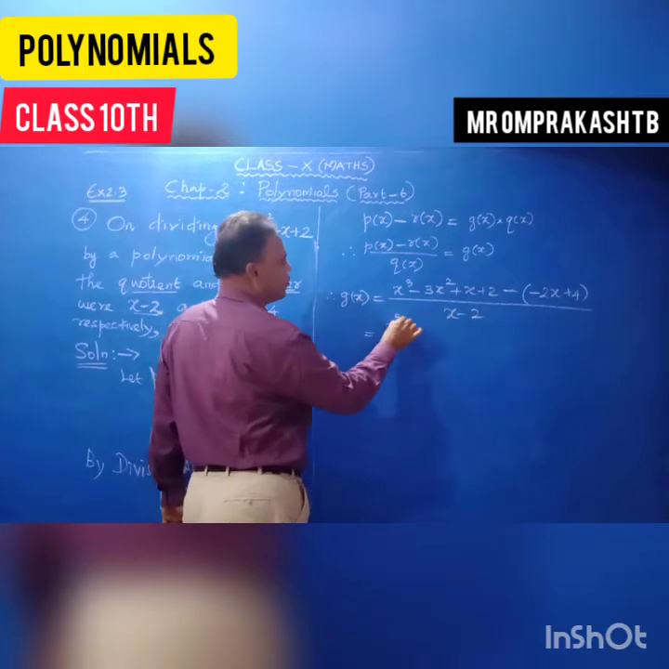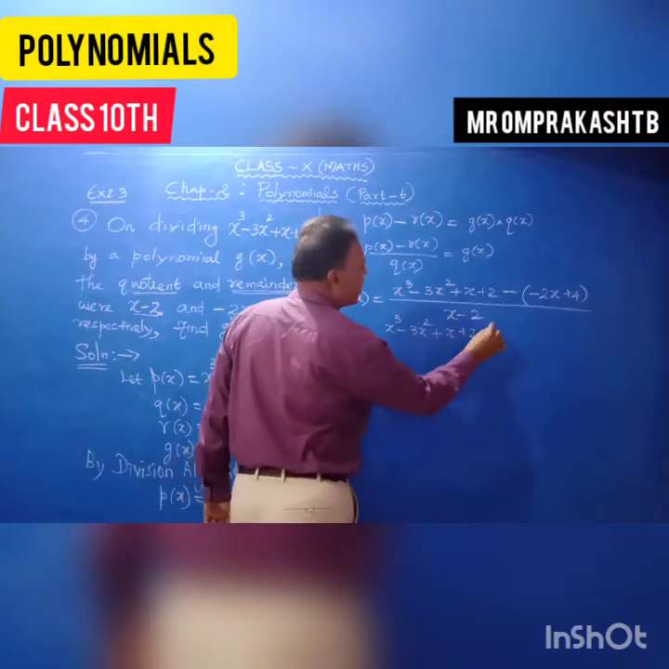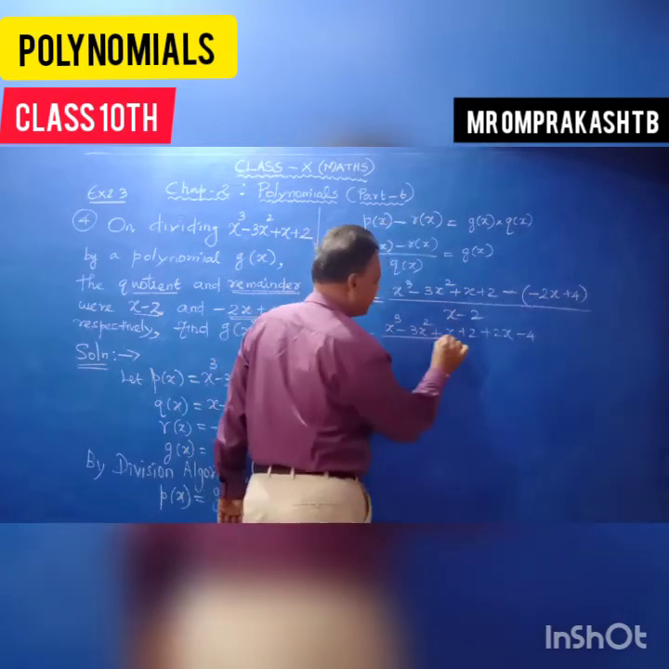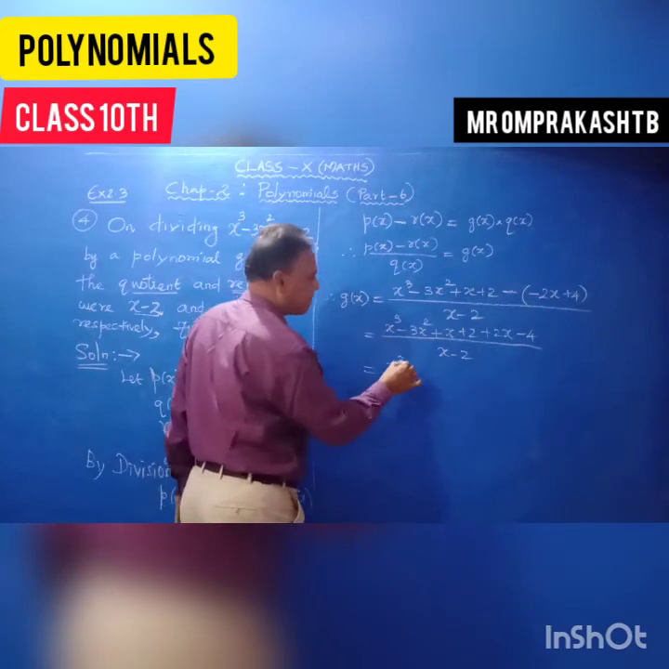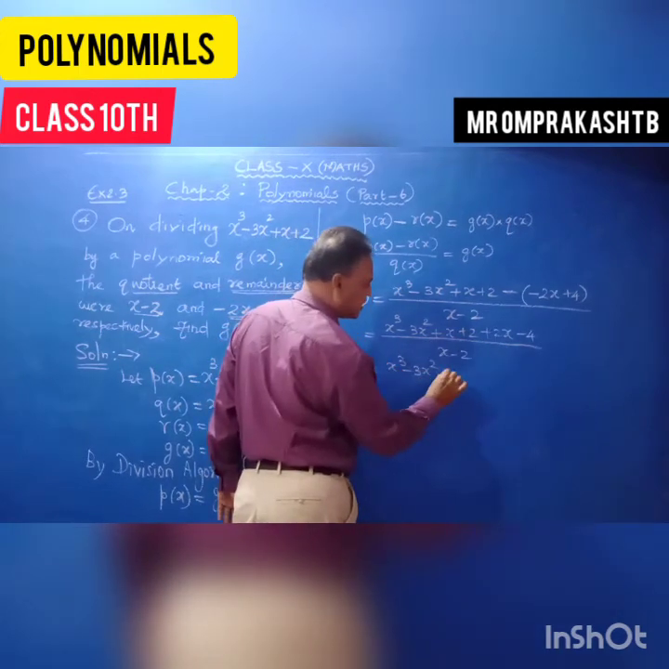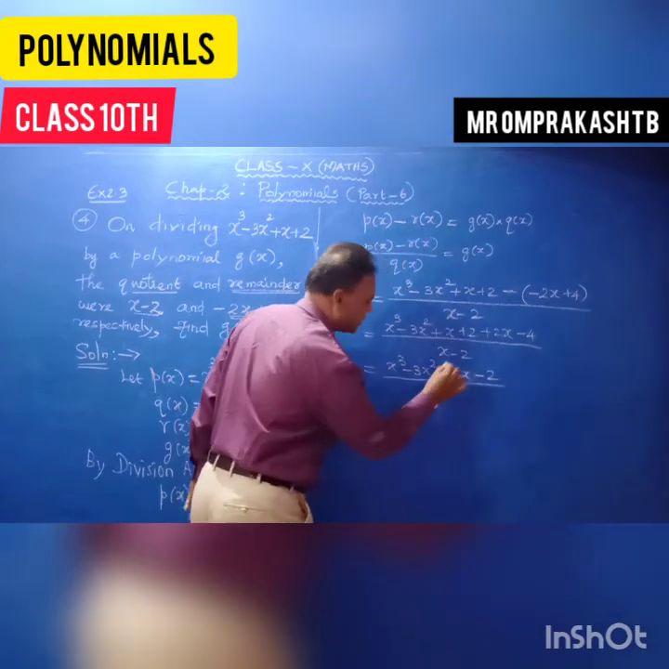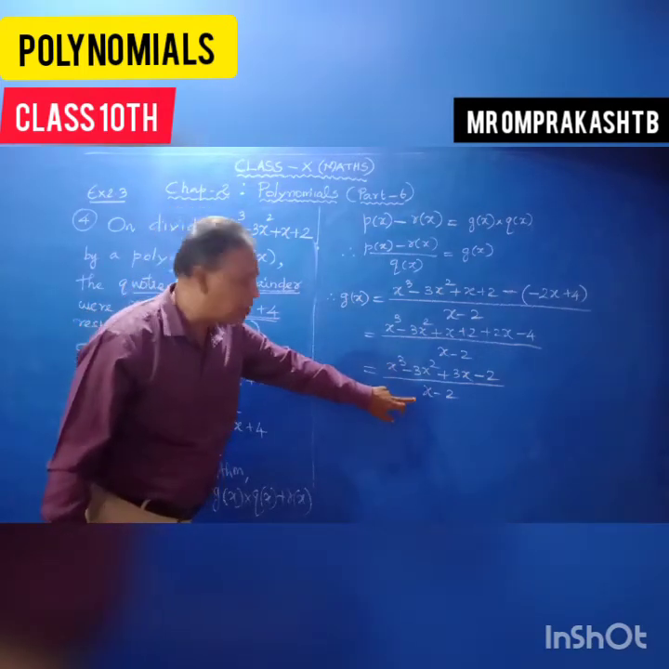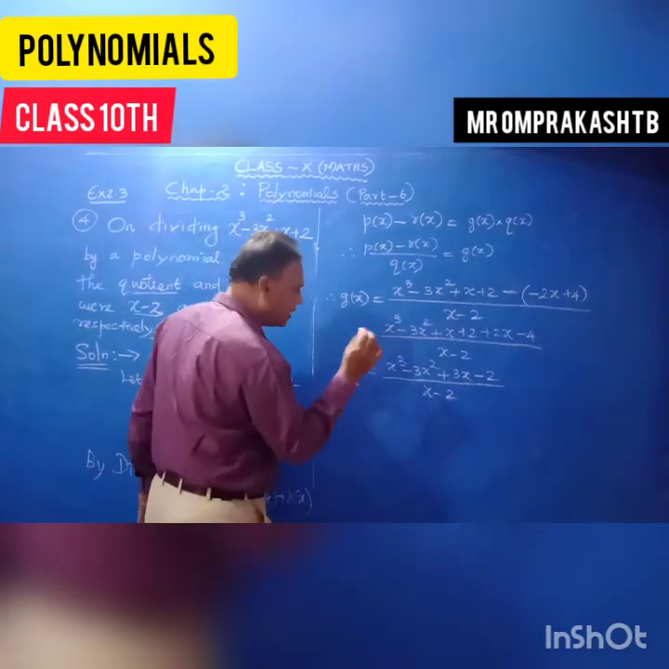Now simplify the numerator. What you will get? x cube minus 3x squared plus x plus 2 minus 2 minus plus 2x minus 4, divided by x minus 2. That is x cube minus 3x squared plus 1x plus 2x is plus 3x, plus 2 minus 4 is minus 2, by x minus 2. Now still you have to divide to simplify it. If you divide, you will get the actual g of x.